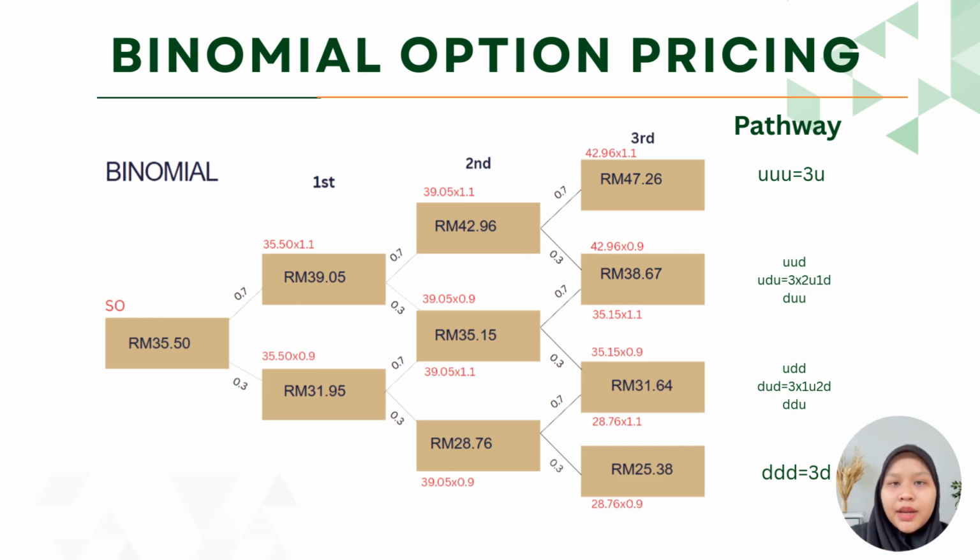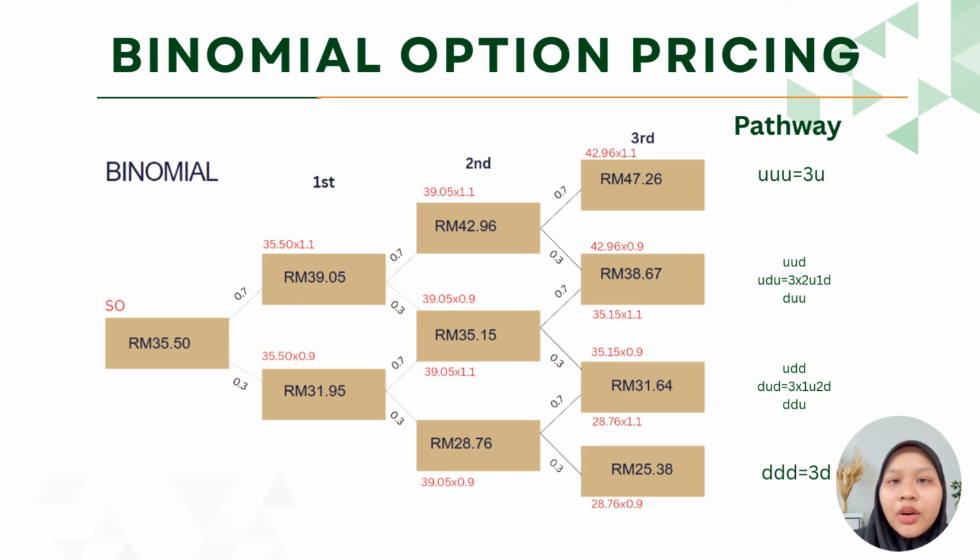At the top of the spectrum, we have the best case scenario at 47 ringgit 26 cents, which requires 3 consecutive up moves. At the bottom, we have the worst case at 25 ringgit and 38 cents, representing 3 consecutive drops. Now, let's look at the right side of the slide under the pathway. This is the secret sauce of the binomial model.